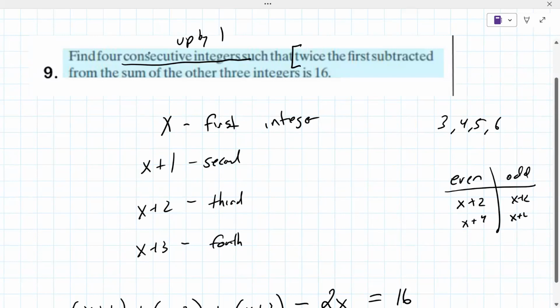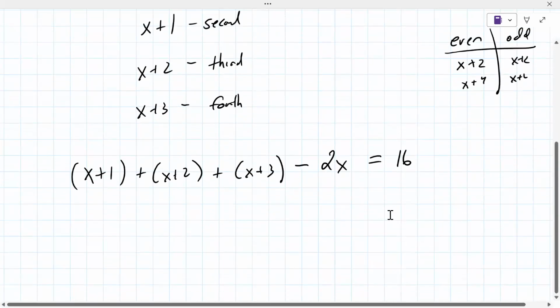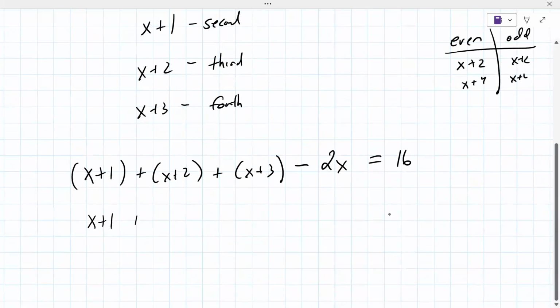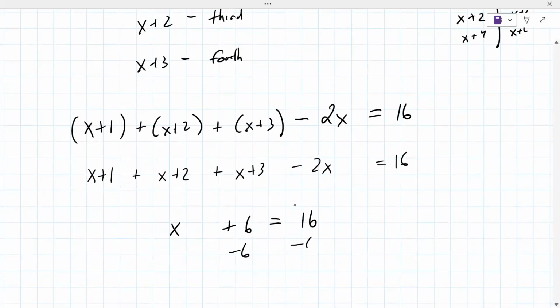All right. Good question. I mean, we'll see it maybe in the next one here. So now we just have to solve this equation. So you drop the parentheses and you combine like terms. So you've got 1x plus 1x plus 1x minus 2x. That ends up being just x. And then you've got 1 plus 2 plus 3 is 6. And then you solve this by subtracting 6 from both sides. So x equals 10.